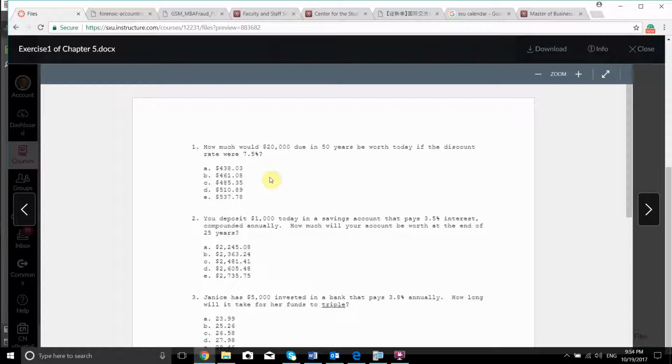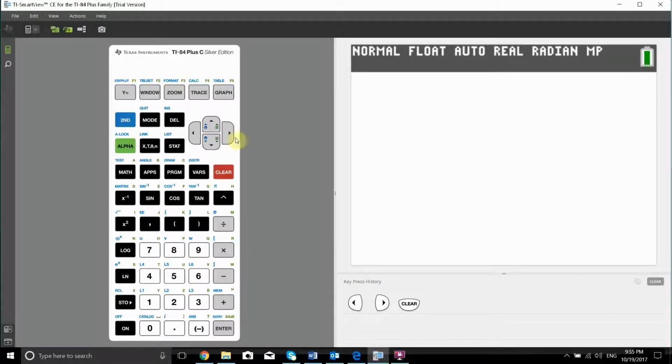So let's first just look at question number 1 of exercise 1. How much would a $20,000 deal in 50 years be worth today if the discount rate were 7.5%? So from this question, you are basically solving for a present value based on a future value of 20,000. You see, this 20,000 is a dollar figure 50 years later, okay? And you want to know its present value today. All right, so the interest rate is 7.5%, and the number of years is 50. So what do we do here?